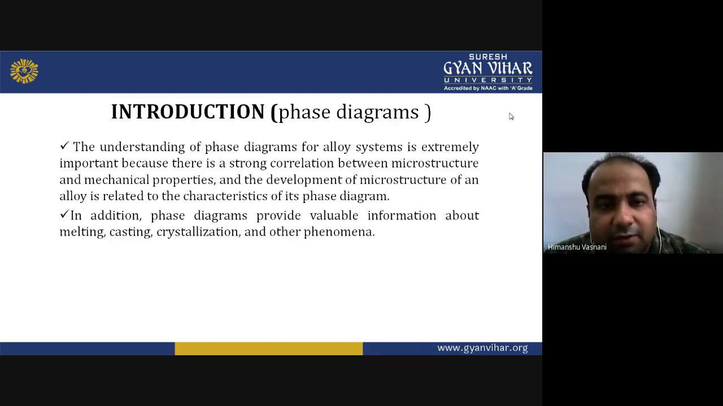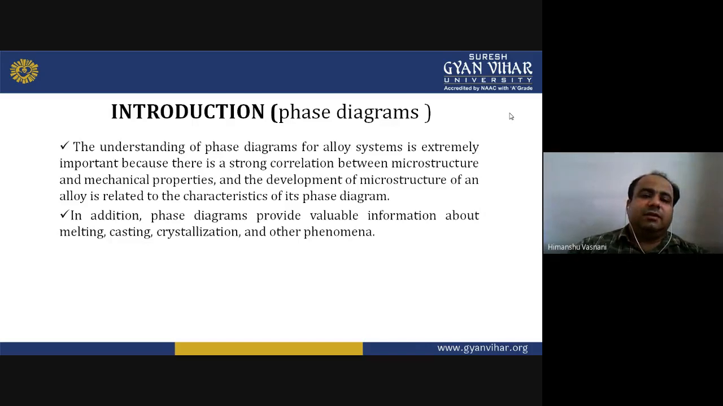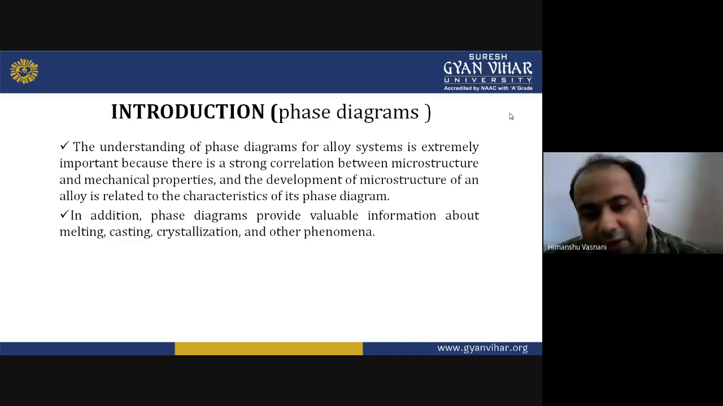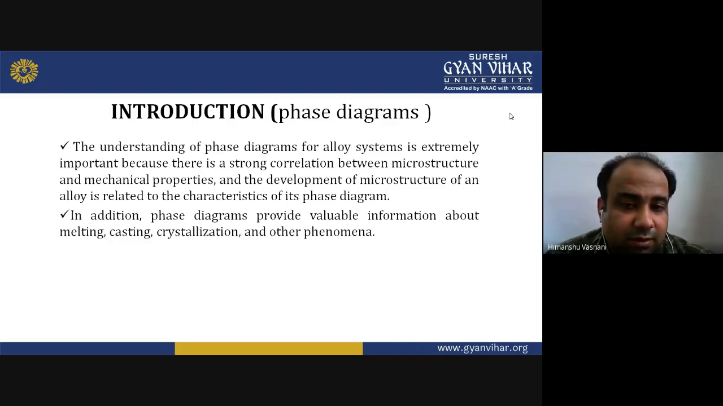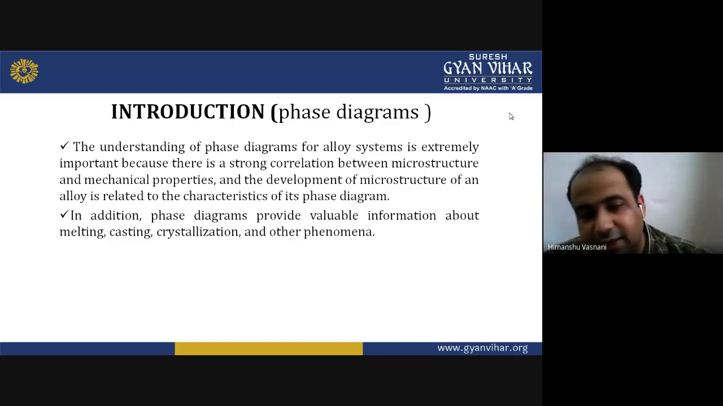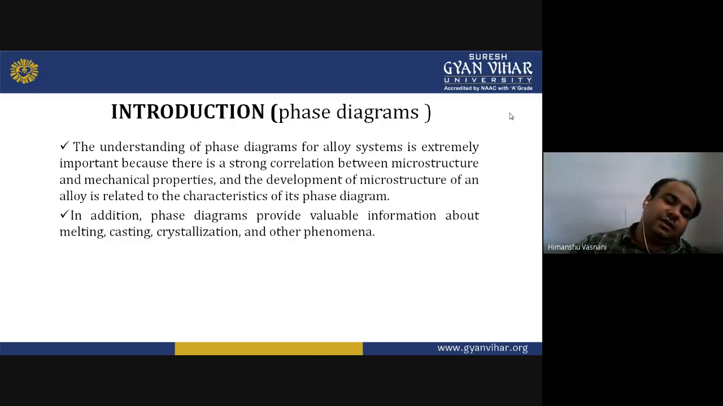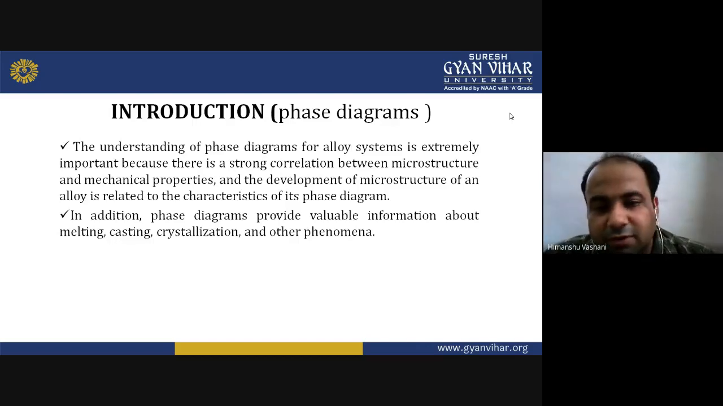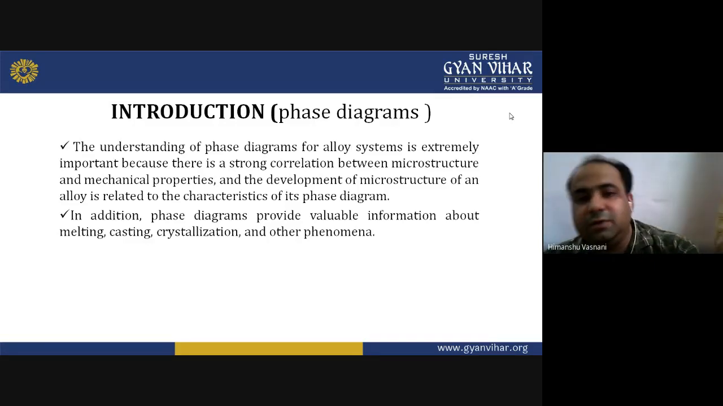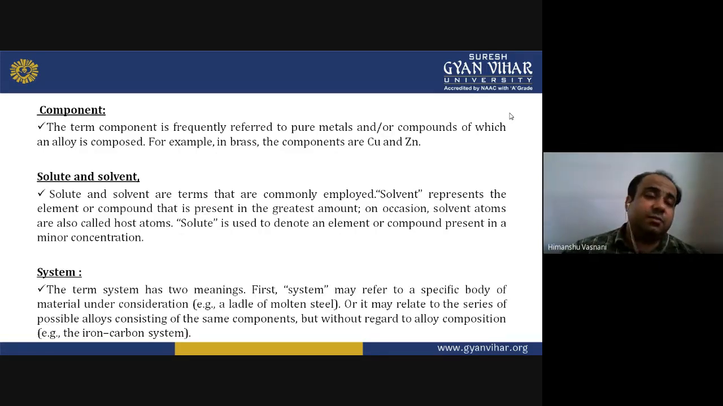Okay, if you want to understand the phase diagram, you see that there is a strong correlation between microstructure and mechanical properties. You can understand that the development of microstructure of an alloy is related to the characteristics of its phase diagram. Because when we go for phase diagrams, it will give you information like for melting, what temperature is required, for casting, for crystallization, and other phenomena also. So phase diagram is that much important.